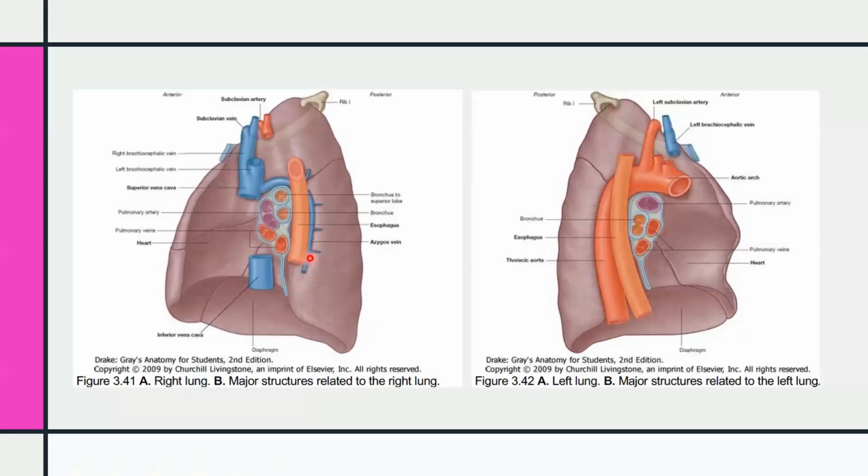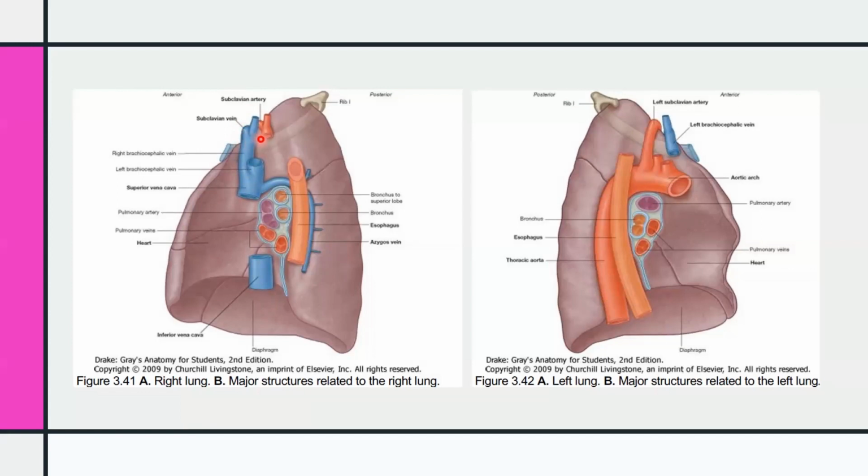So here we see some of the structures which are related to the lungs. This is the right lung. Here you see the esophagus and the veins. You see the superior vena cava and the inferior vena cava, which brings blood from the body to the atrium. And these are branches of the superior vena cava. You can see the right brachiocephalic vein and the left one. The right one is in contact with the right lung, and it again branches into the subclavian vein and internal jugular. Here you see the subclavian vein.